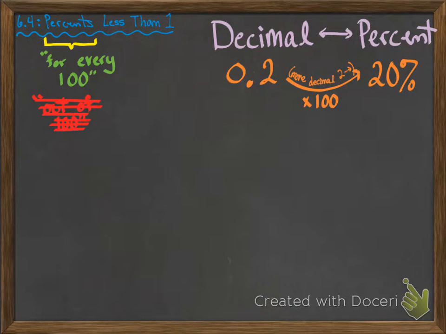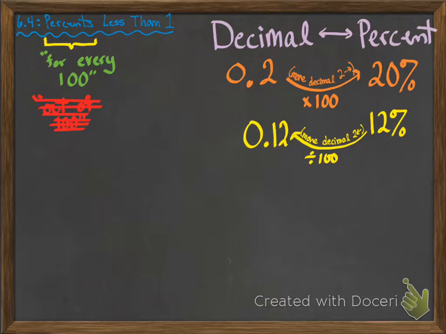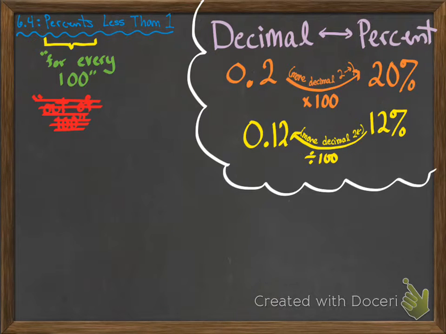Now, we could also do the opposite and go from a percent to a decimal using the inverse operation. If I give you 12%, how would you put that as a decimal? You're going to divide by 100, which is the same thing as moving the decimal 2 places to the left. Right now my decimal point is to the right of the 2 in 12, and if I move it 2 to the left, I get 0.12. You have to know how to do this. This video assumes you know how to do this, okay?